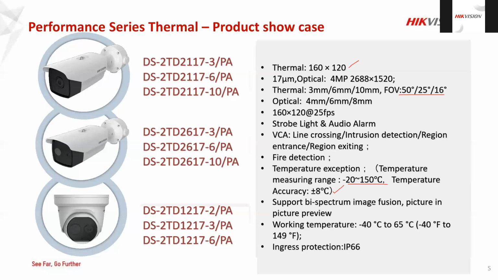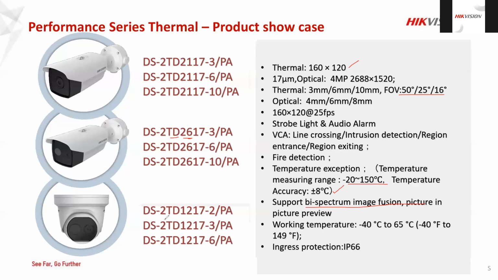Bispectrum image fusion. Image fusion means combining two images, right? Two or more images. Bispectrum means two, because in temperature we can get more of a heat map kind of image, and in the optical lens we can get a clear image like what we see with our eyes. So what we can do is combine those two pictures into one video stream and have more clear details. So in this kind of model, you can see DS-2TD, 2TD means temperature cameras, and any model starting with 2.6 has bispectrum support.